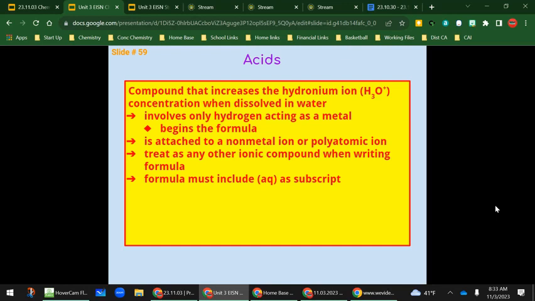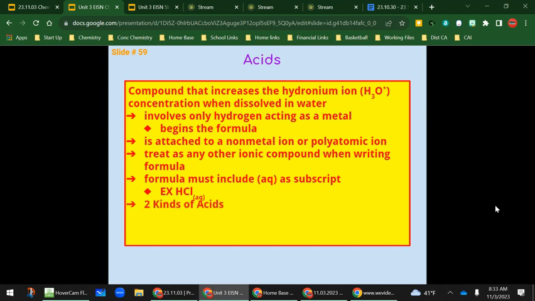Now, when we get into our next 2 units, other things can be aqueous. They can be dissolved in water. But all acids have to be dissolved in water. So, for example, HCl(aq), beginning with hydrogen, (aq) at the end, it's an acid.